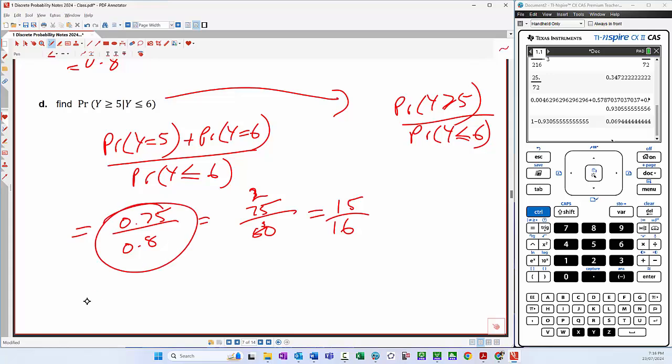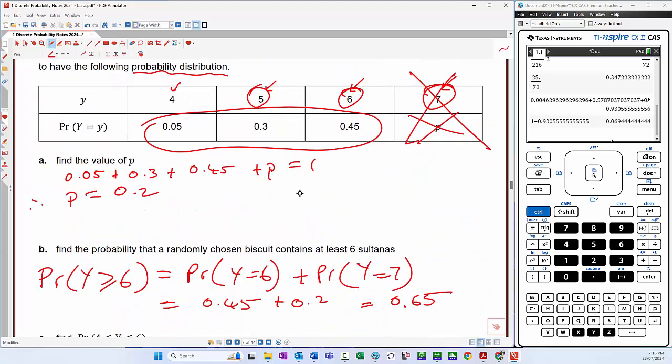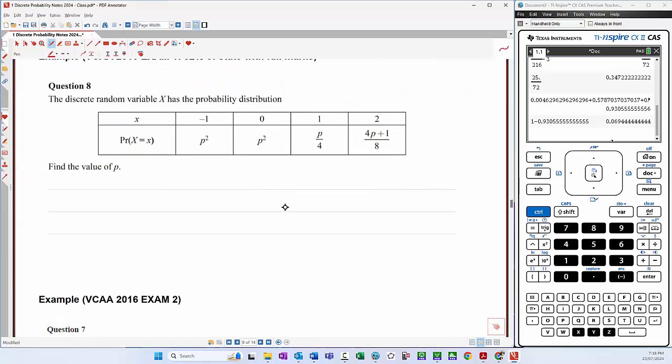Now we can't leave our probabilities as a decimal over a fraction, so it has to be converted one way or the other. So you either have to go full decimal or full fraction. In this case here, this is just a standard tech-free problem. So using fractions is going to be the easiest way to do that problem.